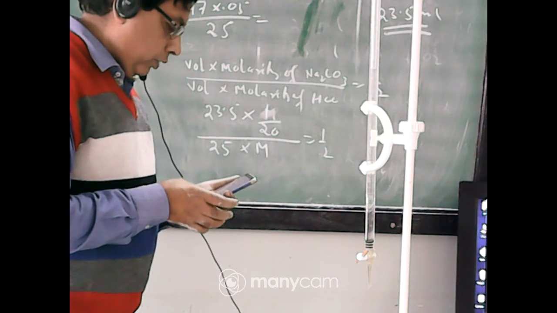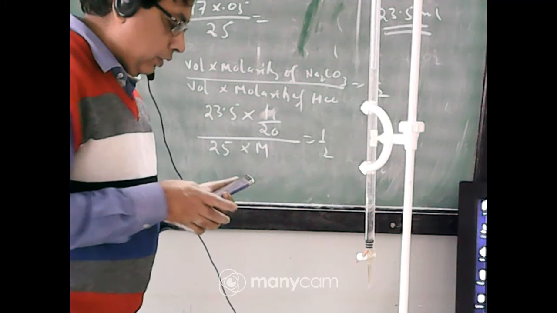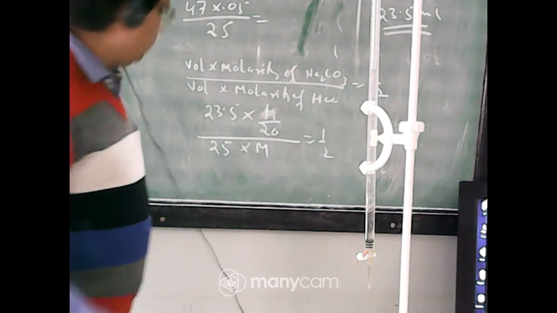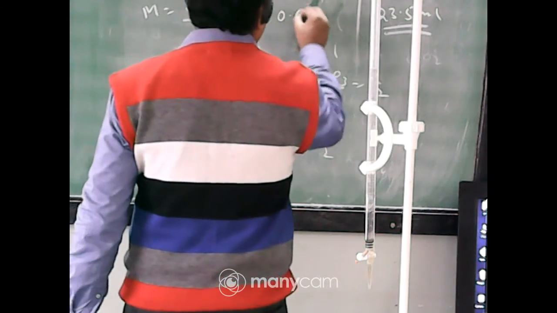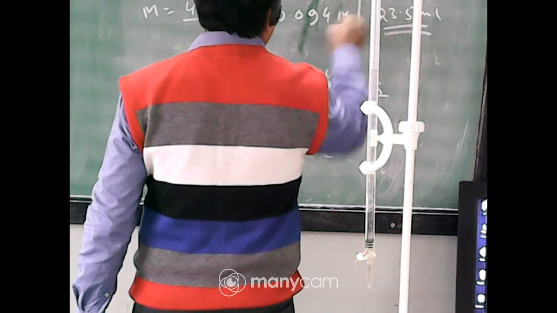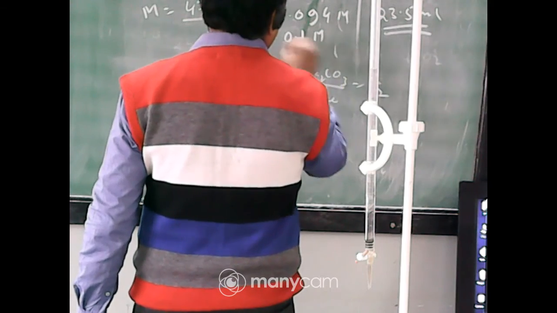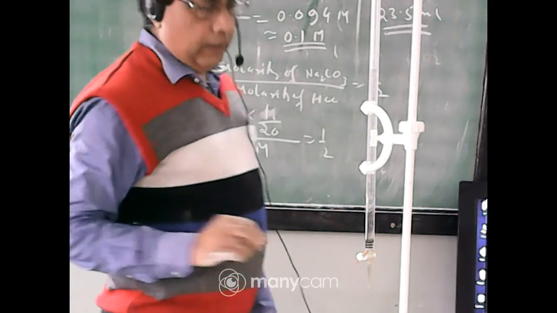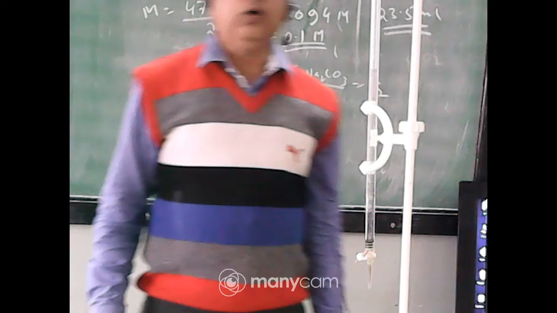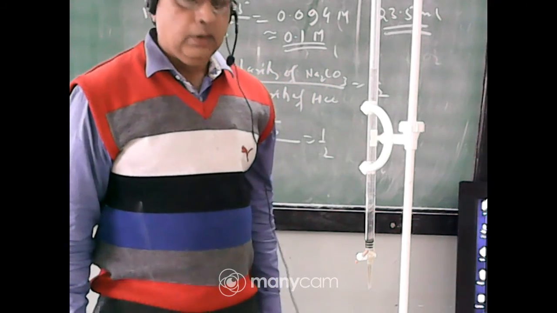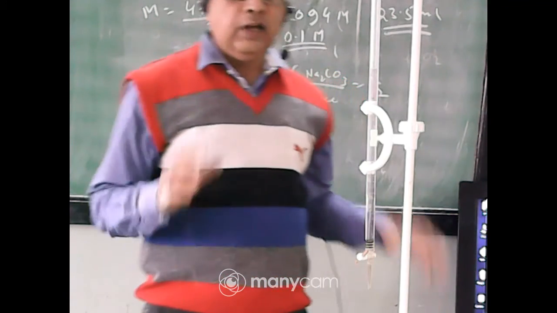(47 into 0.05 divided by 25) = 0.094 molar. We can take this as approximately 0.1 molar. So the strength of the hydrochloric acid given is 0.1 molar HCl. So this is the procedure.